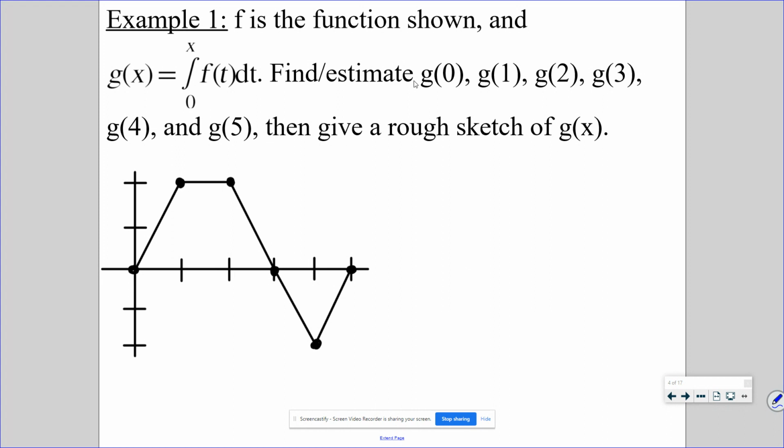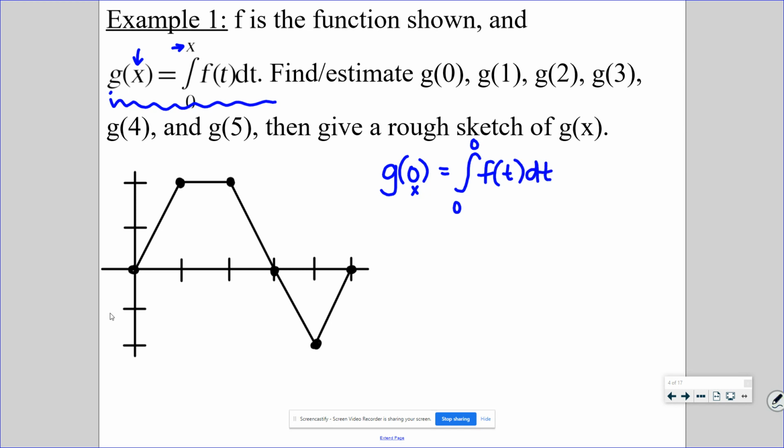Okay, so when I look at this, g of 0 means that the x value is equal to 0. So I'm going to go to this little equation here, and everywhere that I see an x, I'm going to be putting a 0 in that spot. I'm going to write it as everywhere I see an x, I'm putting a 0. Let's make one other quick note again, that this function here is the function f of t. That's this graph.